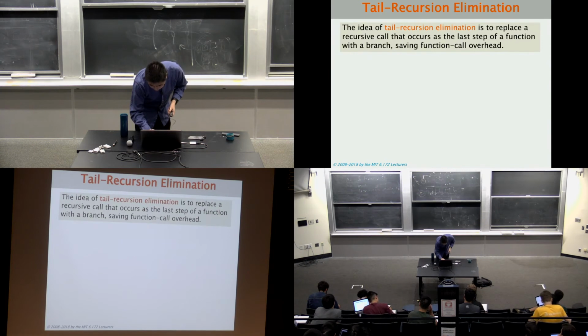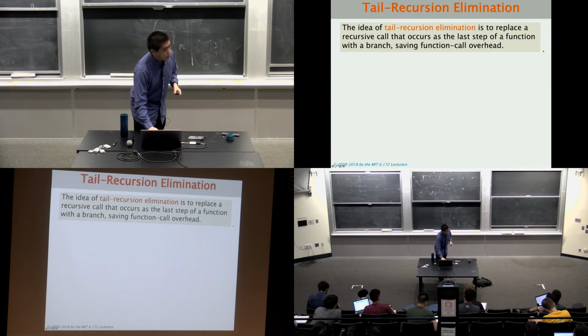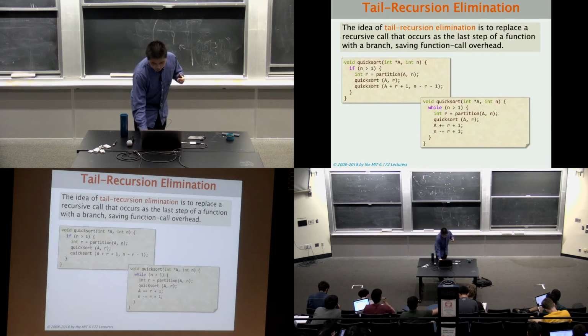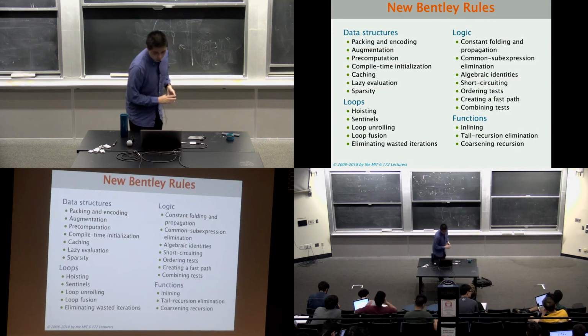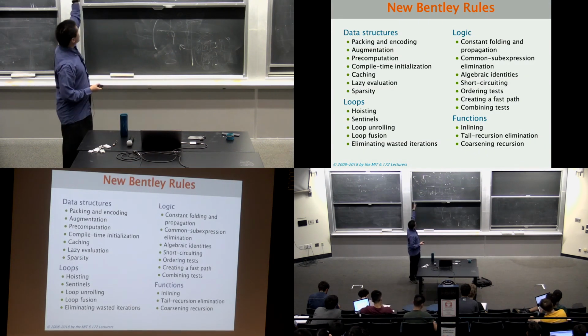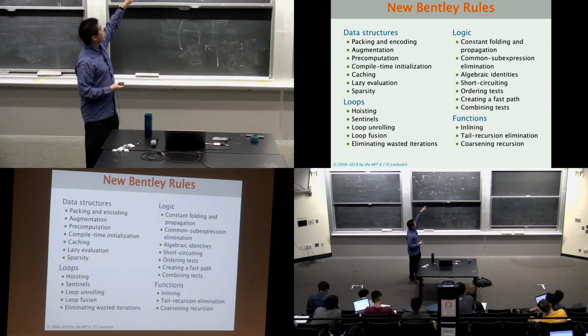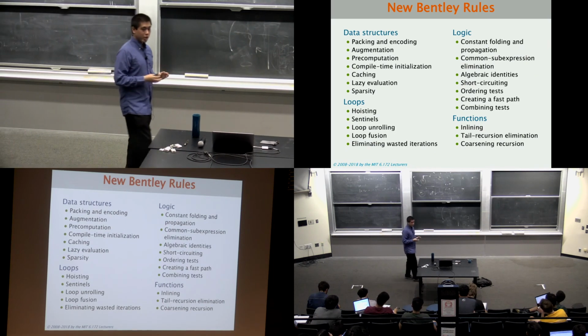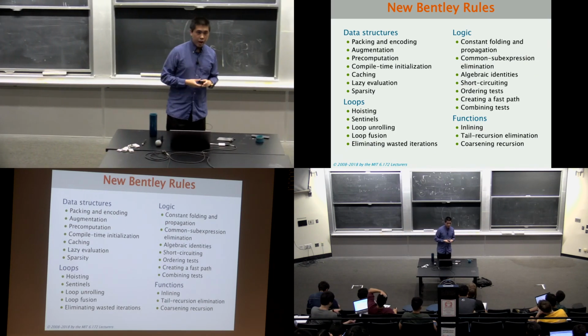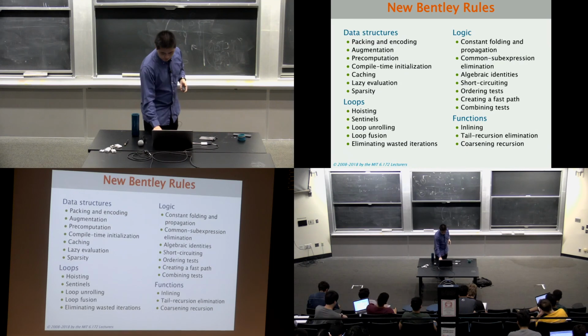OK, so there are two more optimizations that I'm not going to have time to talk about, but I'm going to post these slides on learning modules. So please take a look at them: tail recursion elimination and coarsening recursion. Here is a list of most of the rules that we looked at today. There are two of the function optimizations I didn't get to talk about. Please take a look at that offline and ask your TAs if you have any questions.